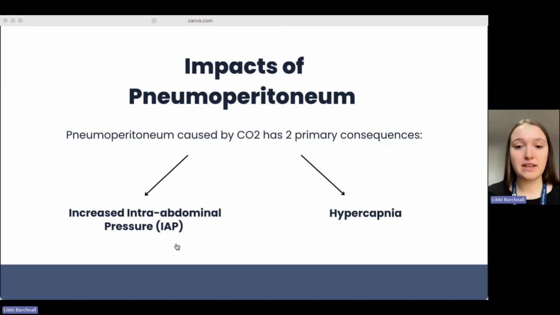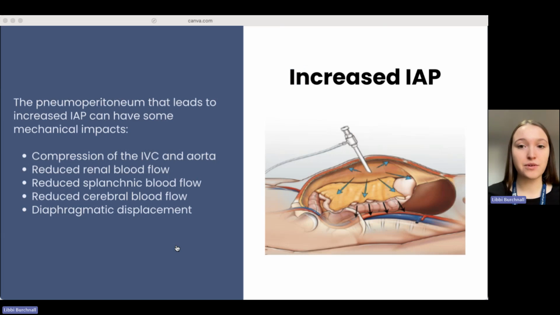So we're now going to go through briefly the consequences of an increased intra-abdominal pressure and the consequences of hypercapnia. And then we're going to talk about those a little bit more in depth in some system changes. So for the increased intra-abdominal pressure, you can imagine that if you're increasing the pressure in the abdomen, you're going to compress lots of the structures and the organs around. So that includes compressing the inferior vena cava, the aorta. It's going to include compressing blood flow to the kidney, blood flow to the liver, spleen, pancreas, and GI tract. It's also going to displace the diaphragm. So you can imagine that you're increasing the pressure in the abdomen and your diaphragm is going to get pushed up.